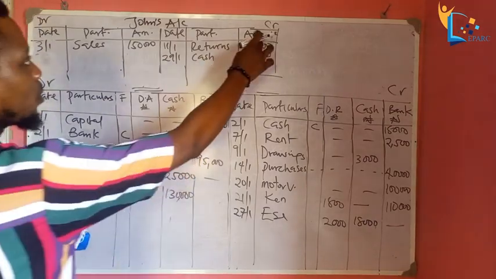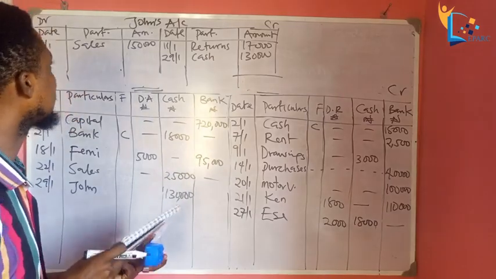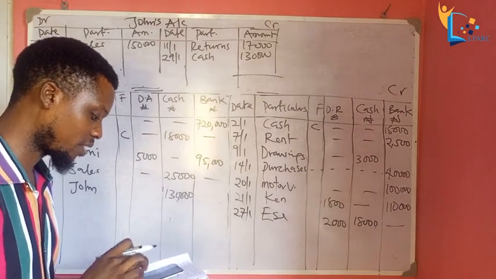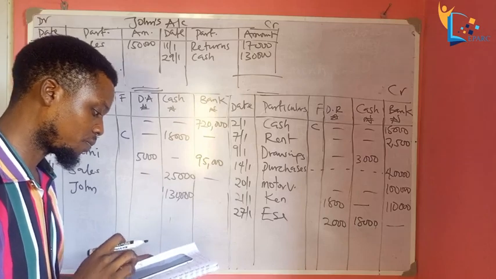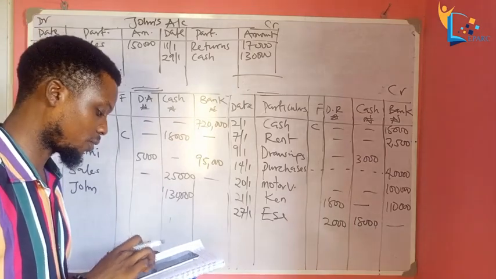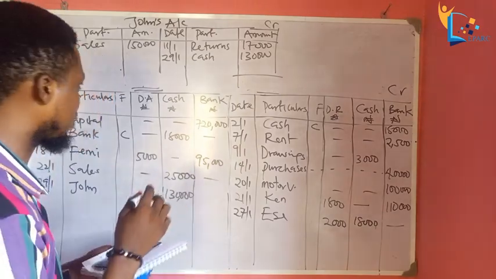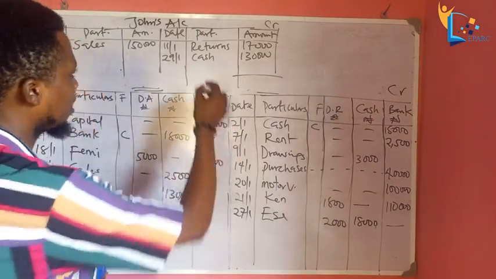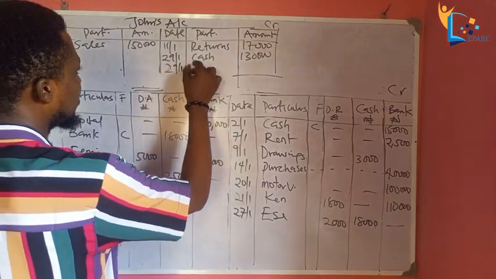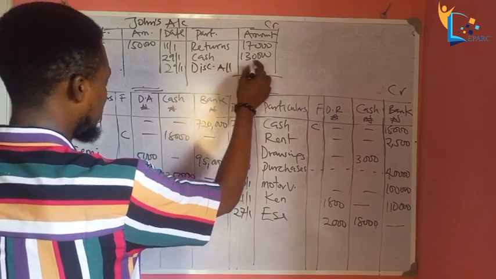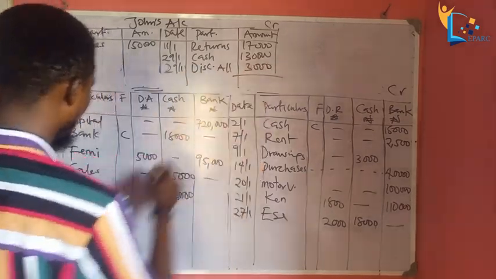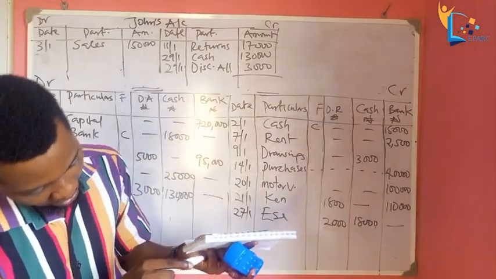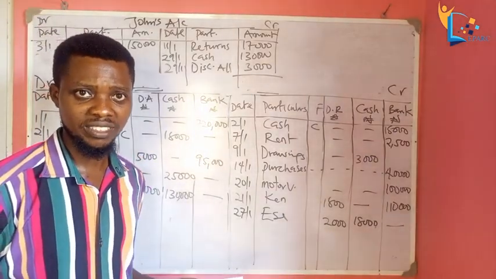Then the discount now. 17,000 plus 130,000. Let's know what the discount is, since the question said we paid him in full settlement. Nobody's owing each other. So 17,000 plus 130,000 will give us 147,000, minus 150,000. That is 3,000. On the 29th, discounts allowed. So we allowed him a discount of 3,000. Do you understand? Is that clear? Okay, let's continue.